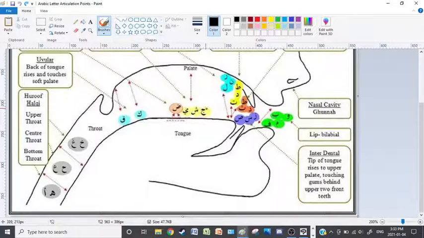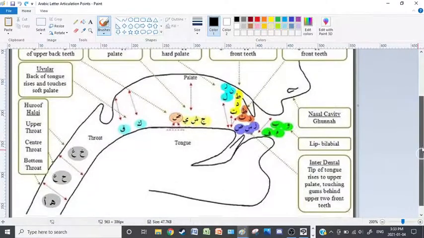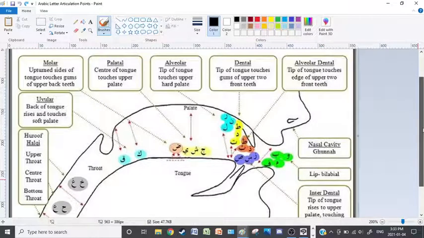Now we move to these four letters. This letter is highlighted in a different color. We will see why in just a moment. Oh, I think I should move this picture upwards to show you these.